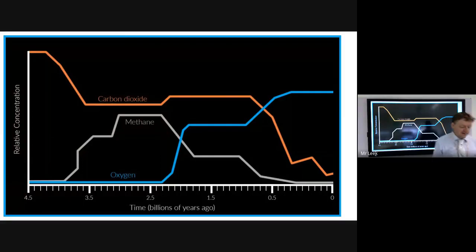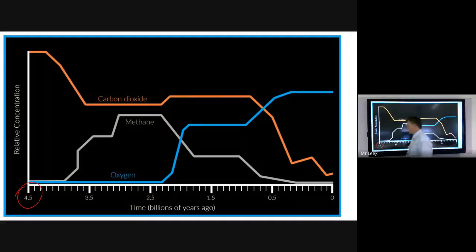We don't need to do anything about this, I just need to look at it. This shows 4.5 billion years ago, down in this left-hand corner, all the way up to now. It shows the process of the carbon dioxide and carbon molecules involved. It started off pretty much all carbon dioxide. For the first billion years, the carbon dioxide level went down, and that's because of the water. The carbon dioxide dissolved in water. Methane got released, and that increased.